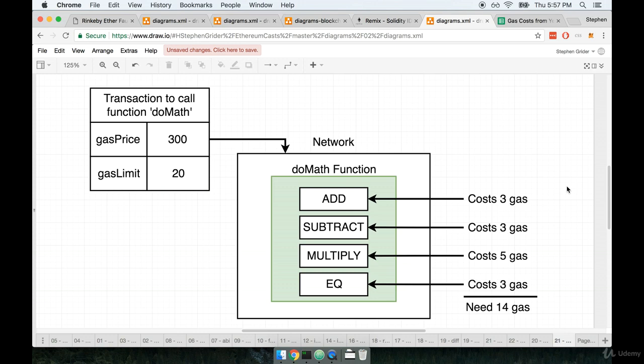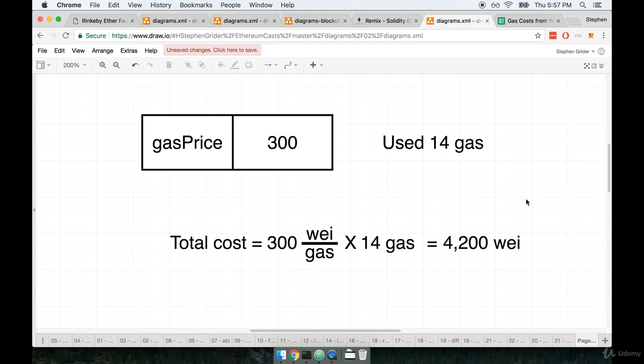Now, the last thing to do is to figure out how much money we would have spent in the case that we consumed 14 gas. So remember, we spent 14 gas, and we said that we were willing to spend 300 Wei for every unit of gas. So we would do a very simple calculation like this. We said we're willing to spend 300 per unit, and we used 14. So we say 300, that's 300 Wei for every unit of gas. We multiply times 14, the gas units drop out, and we're left with only 4,200 Wei. And that's how much money we had to spend to execute this transaction.